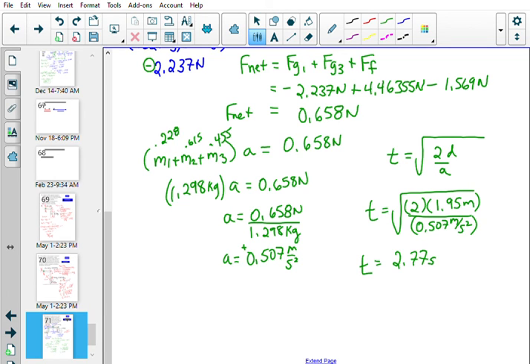Okay, they're definitely tricky questions. I'm not minimizing it to say it's easy. Hopefully with those as some models, you're able to have success as you work through these questions.